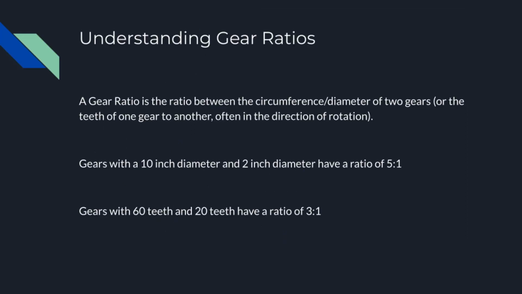I talked about gear ratios in the previous slide, and let's go over that a little bit more. What is a gear ratio? Well, it's the ratio between the circumference or diameter of two gears. It could be either because the relationship between those measurements is linear, or it could also be the ratio of teeth from one gear to another, often in the direction of rotation, meaning compared from the input gear to the output gear. So, for example, gears with 10-inch diameter and 2-inch diameter will have a 5-to-1 gear ratio, or gears with 60 teeth to 20 teeth will have a 3-to-1 gear ratio. Now, what does that mean? Well, let's go over that.